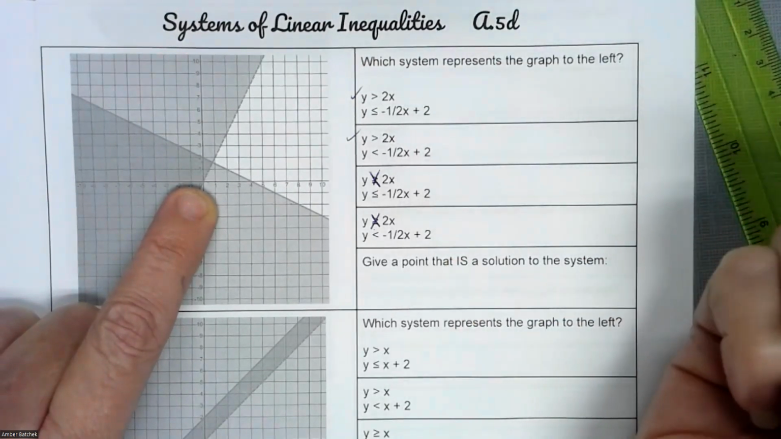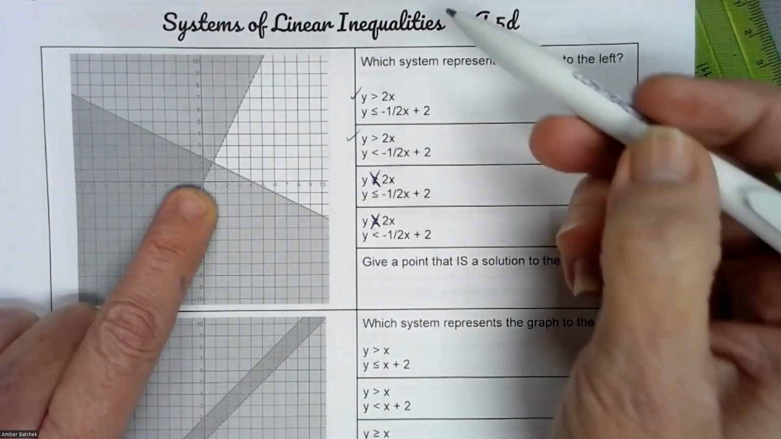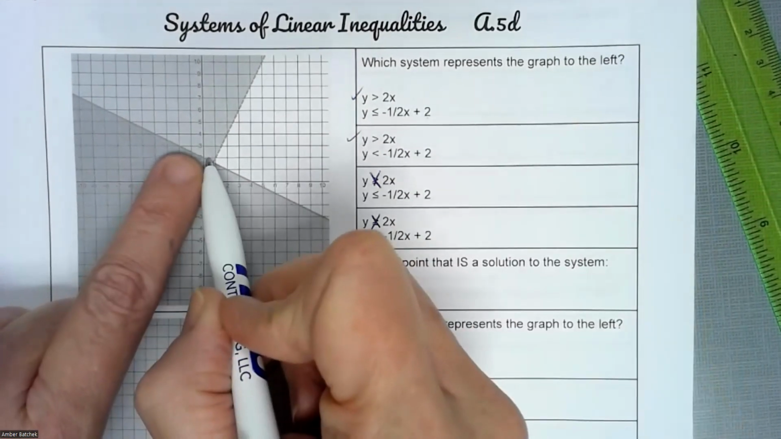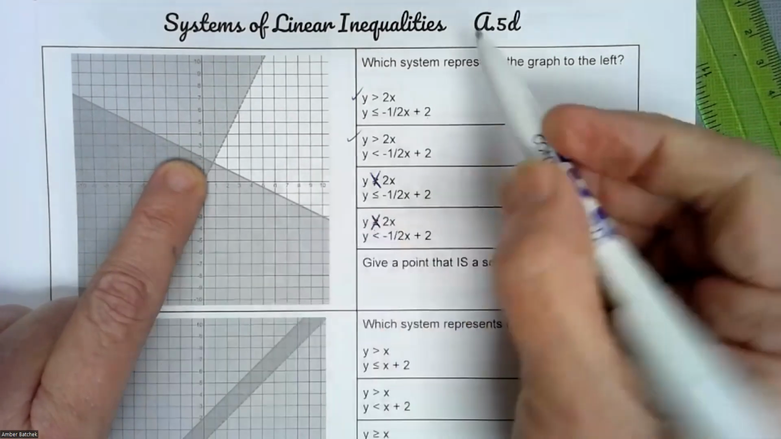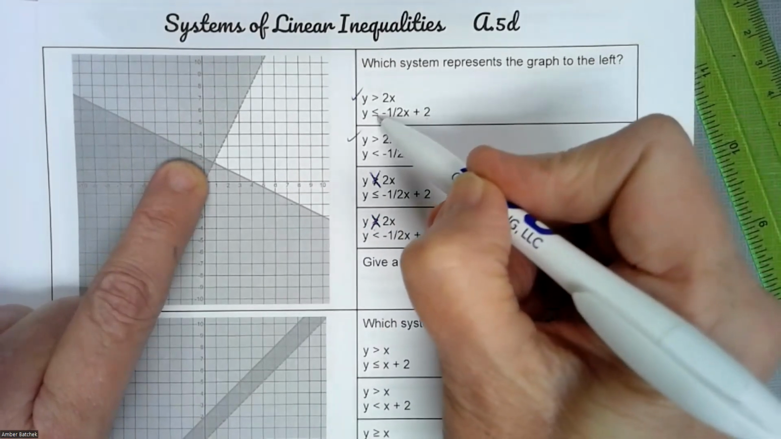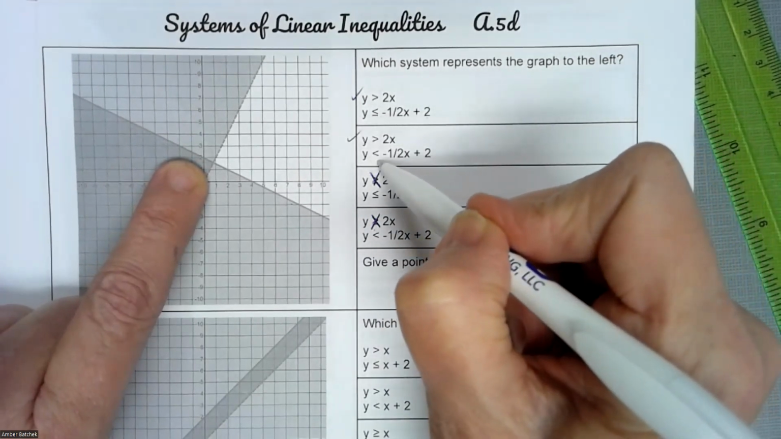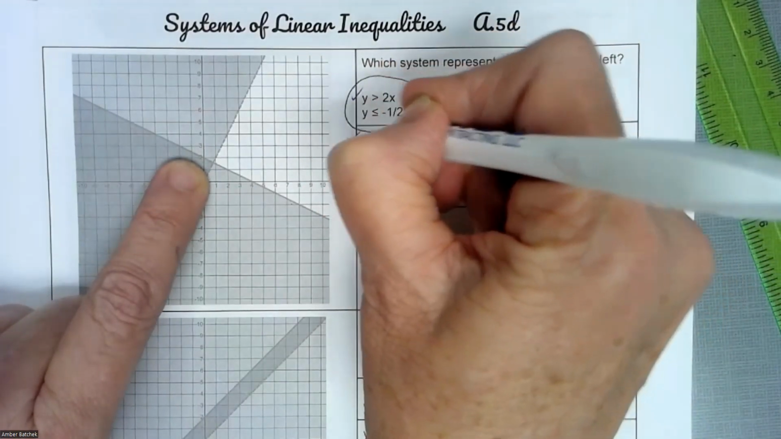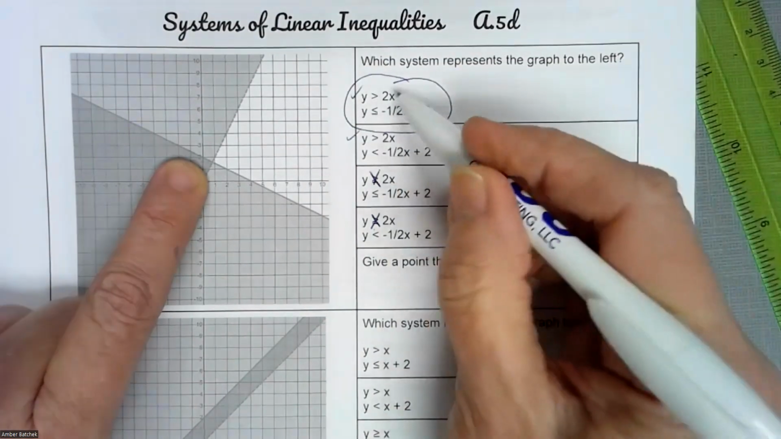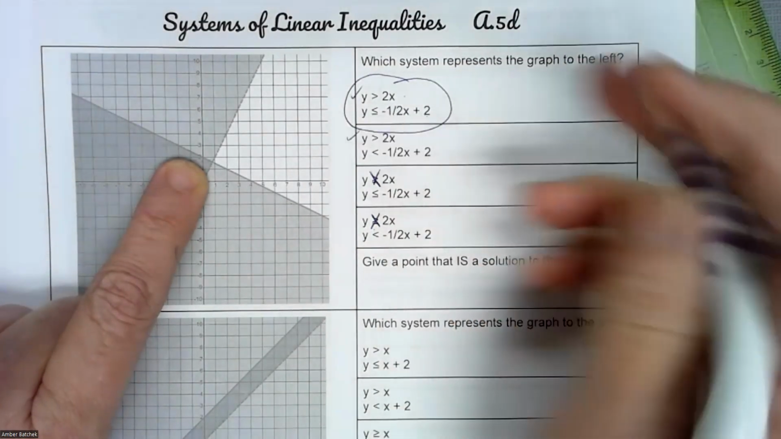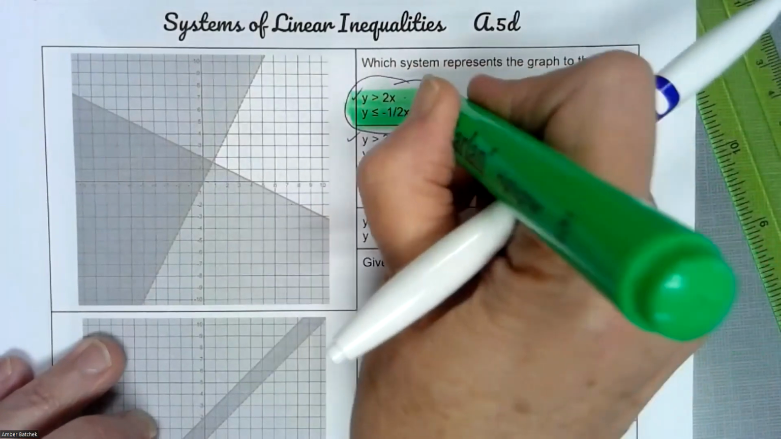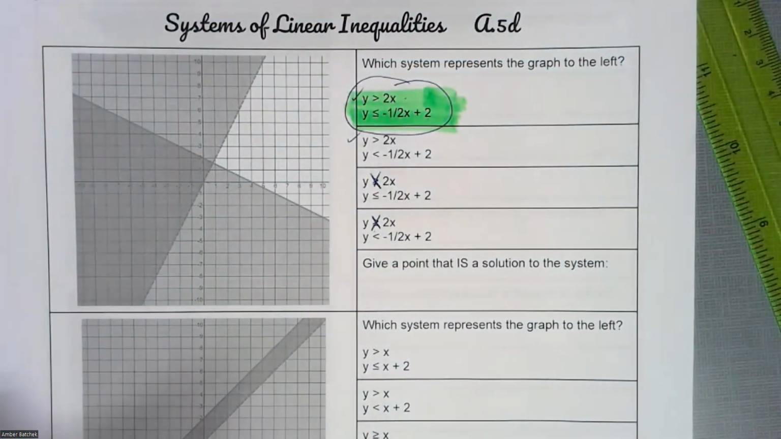So now I'm down to 2. Notice now we've got a y-intercept of 2 with a solid line, and that's for both of these. Notice this is a solid line, this is a dotted line, so since this is solid, this is going to be the correct system. So I'm going to circle that. If you prefer, you can highlight it. This is the solutions.